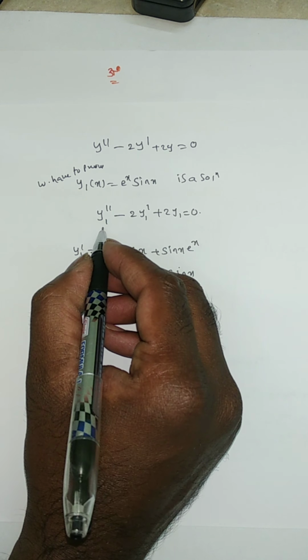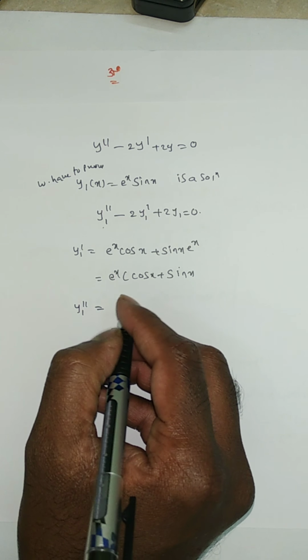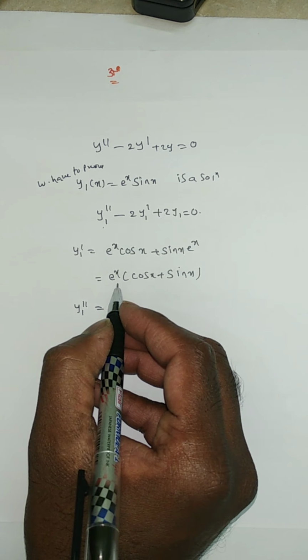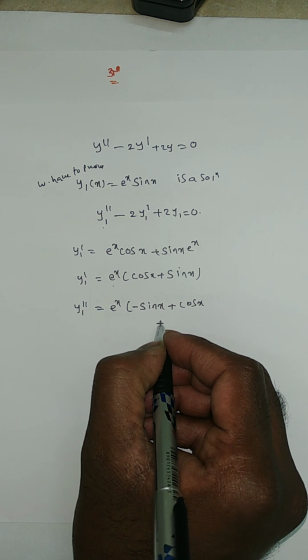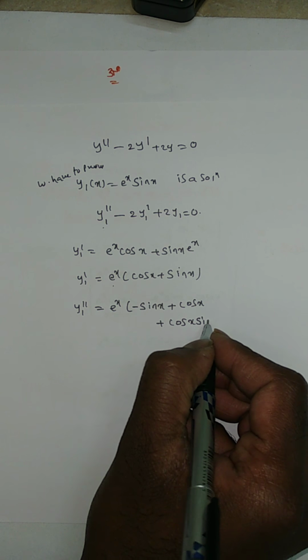I want y1 double prime also. So y1 double prime means the double derivative of y with respect to x. Again we have to differentiate y1 dash, then you will get y1 double dash, using the UV formula. So e power x into the derivative of cos x plus sin x, which is minus sin x plus cos x, plus the second term cos x plus sin x into the derivative of e power x, which is e power x.